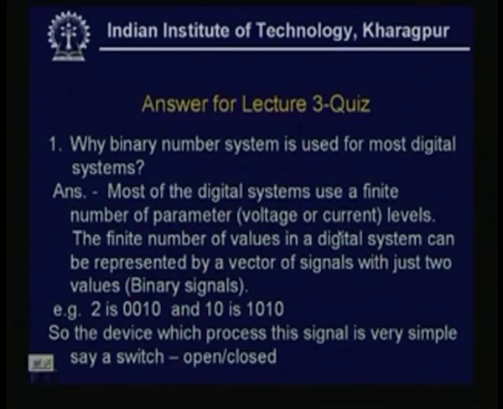Most digital systems use a discrete number of parameter levels, say voltage levels or current levels, and a finite number of values in a digital system can be represented by a vector of signals with just two values. These are binary signals, which can be represented by a string of 0s and 1s, like 0010 or 1010. The device which processes this signal is very simple to implement, say a switch: 0 or 1 means switch on or off, open or closed. That is why the binary number system is mainly used for most digital systems.